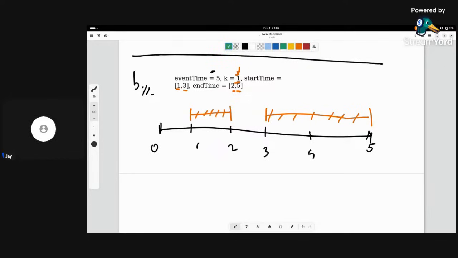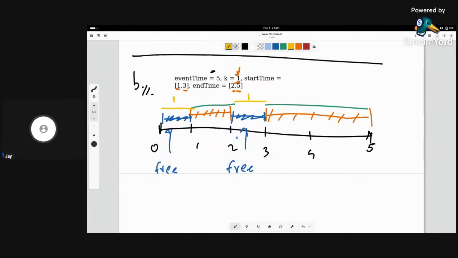So what is free time? These are the slots occupied by meetings, and whatever remains in between, like 0 to 1, there's no meeting over here. 2 to 3, there's no meeting over here. So these are the free slots, and we had to maximize the maximum continuous free slot. This is one continuous free slot, which has a length of 1. This is another continuous free slot, which has a length of 1. The maximum of these two is 1.